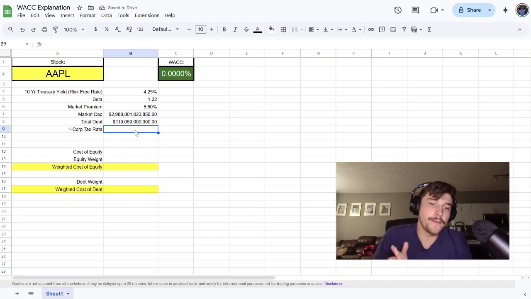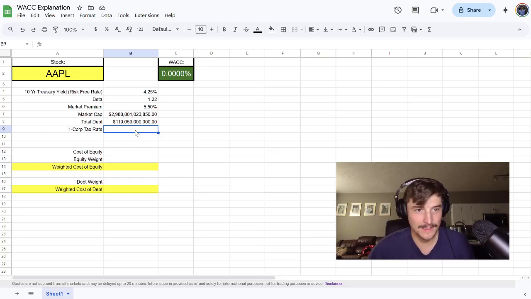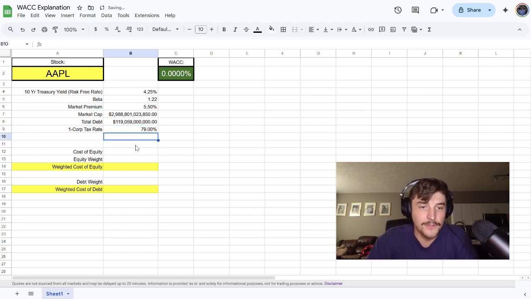Okay. And then the corporate tax rate, we're just going to use what it is in the United States. If you did this for a real living, you'd probably go through all the countries that Apple operates in and calculate a weighted corporate tax rate. We're just going to use 21%, so we'll just type in 0.79. Oops, I already have it in a percentage, so 79%.